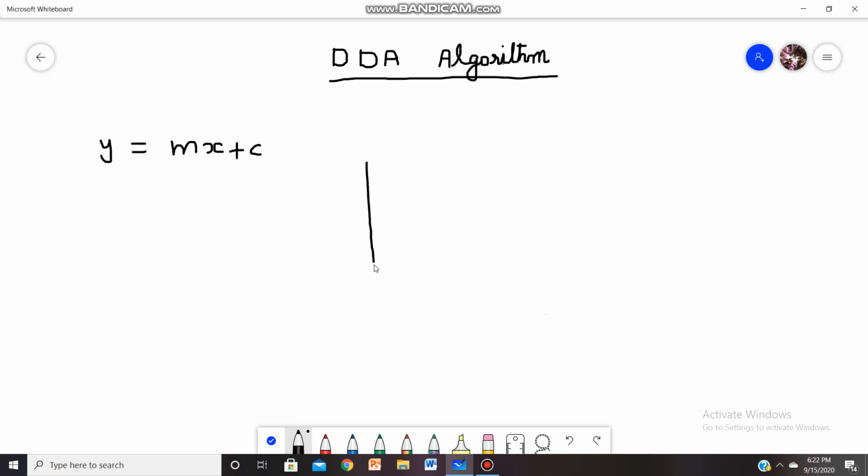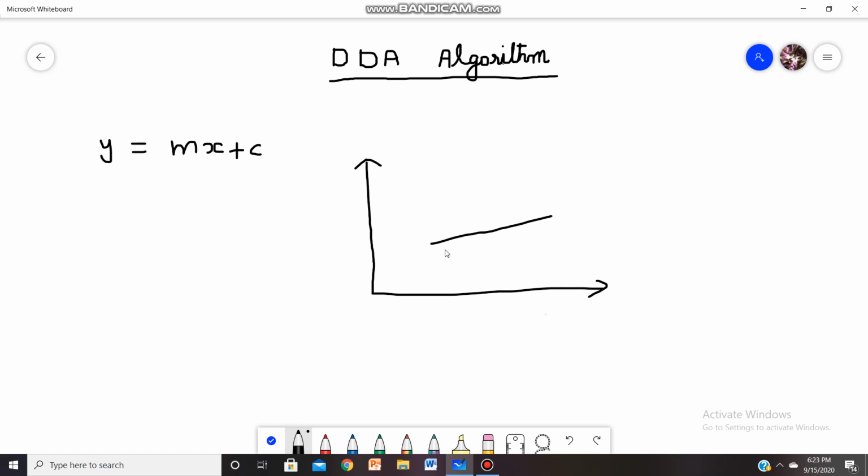If we have a line, suppose this is the x-axis and this is the y-axis. Suppose we have a line like this. When we extend this line, it will be touching a point in the y-axis, and that point is known as the y-intercept. We are not bothered much about the y-intercept. We are bothered about the slope of the line. Slope of the line will be determining how the line is going to appear.